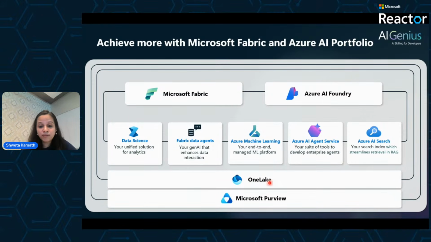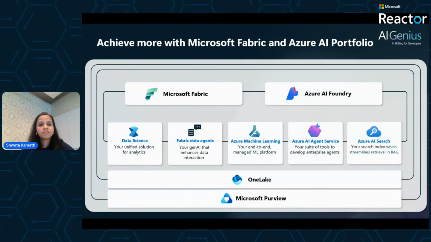Now, at the bottom of it all sits OneLake, the unified data platform. And then you have Purview, which helps in data classification, RBAC, and applying sensitivity labels to your data. This provides a unified ecosystem which helps you build data and AI use cases, and you do not need to build anything custom. Most of it is out of the box, which means you could get started immediately and fast track your implementation of these use cases.